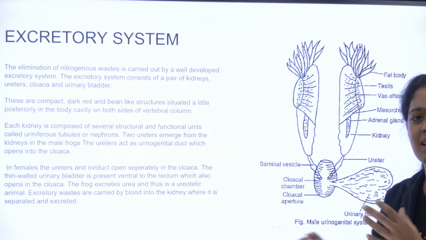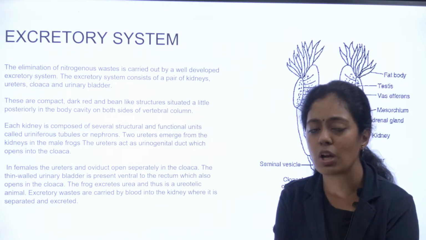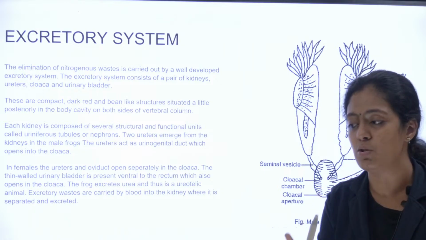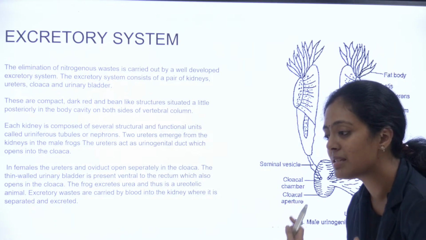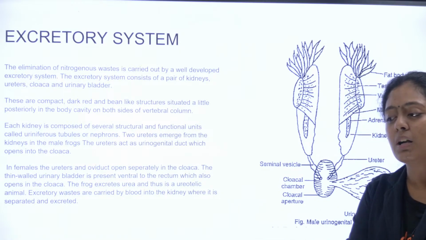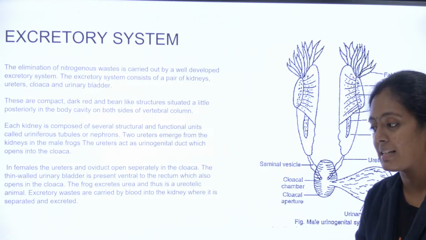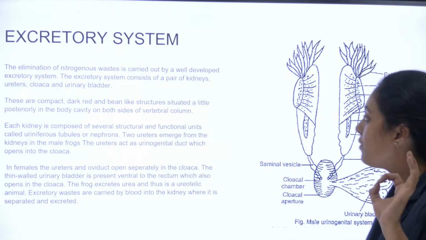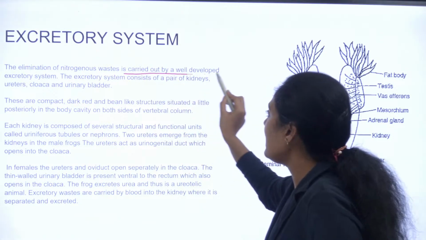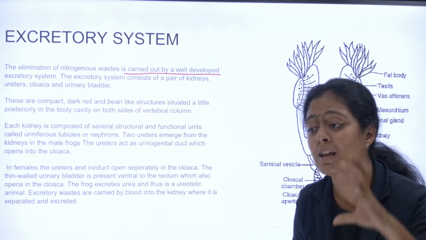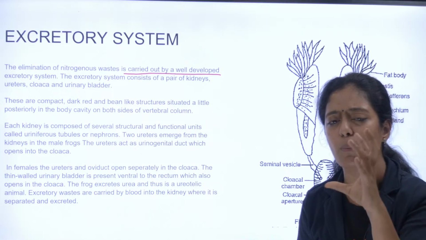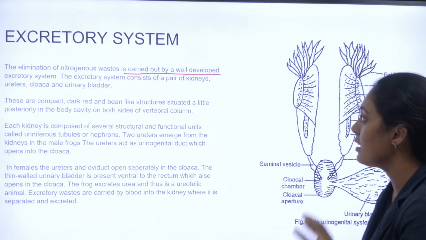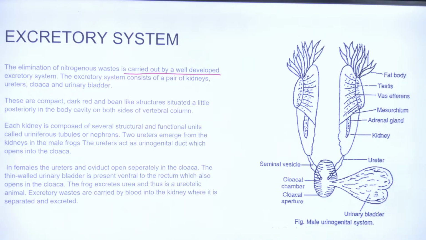So how are they? Are they ureotelic, uricotelic, or are they aminotelic? What kind of organisms are they? What is the nature of their excretory product? Okay, we will try to understand. The elimination of nitrogenous waste is carried out by a well-developed excretory system. ரொம்ப well-developed ஆன excretory system இருக்கு. The excretory system consists of a pair of kidneys, ureter, cloaca and urinary bladder.